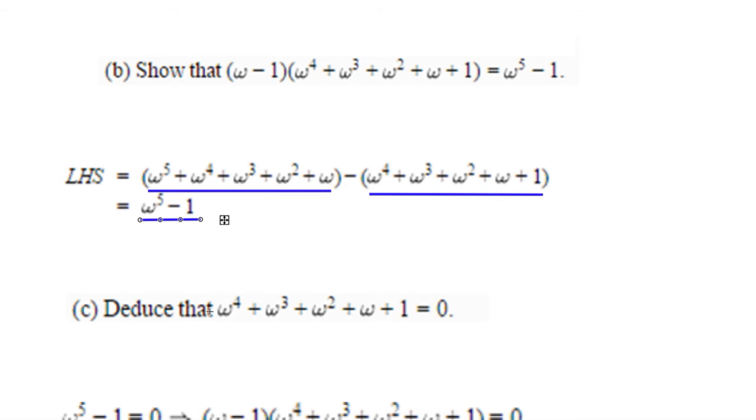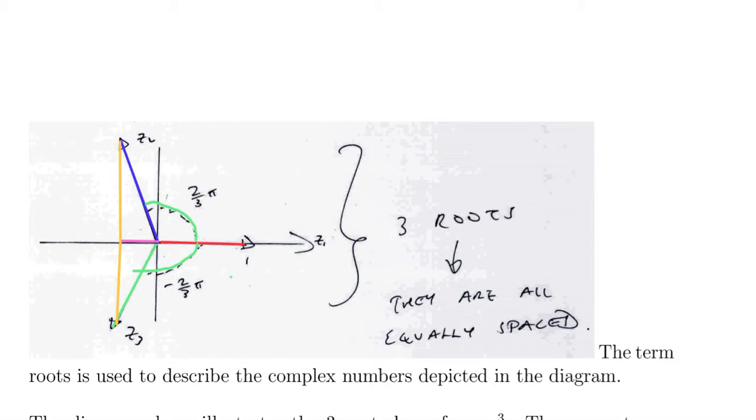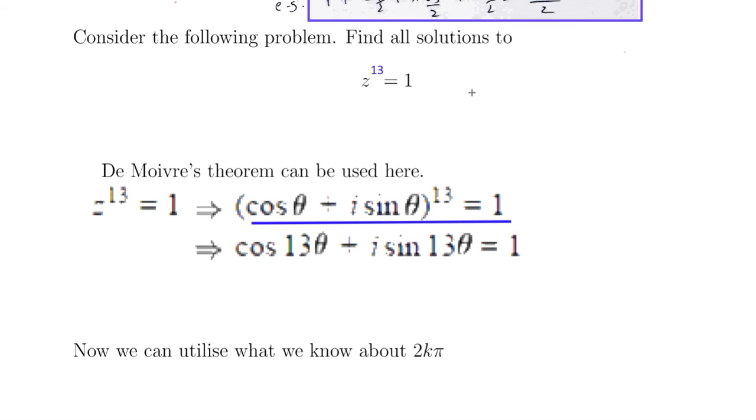The next question says, deduce that omega 4 plus omega cubed plus omega squared plus omega plus 1 equals 0. Notice that we had z to the power 5. It's probably worth considering this. We had z to the power 5 as the original question.